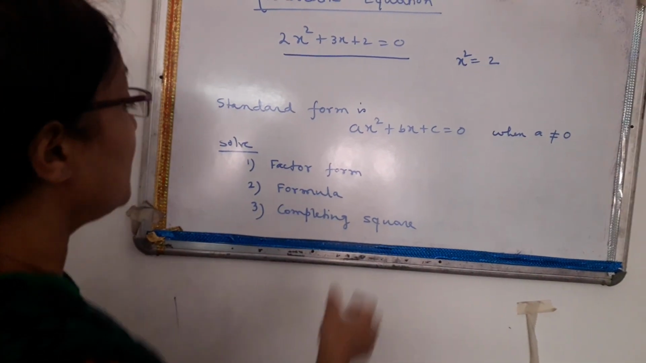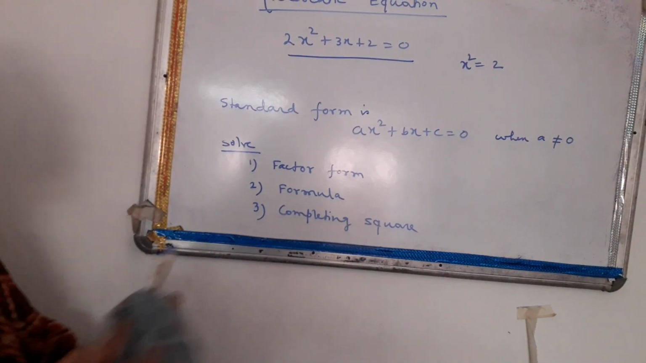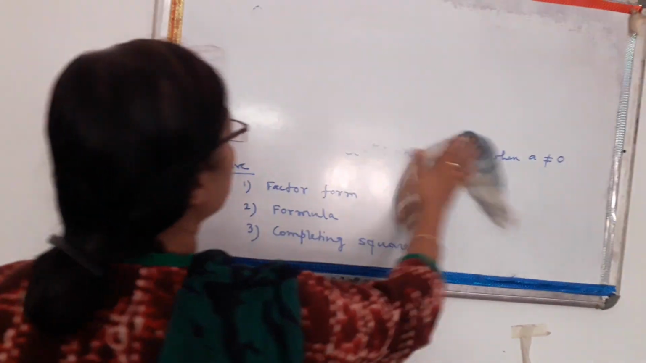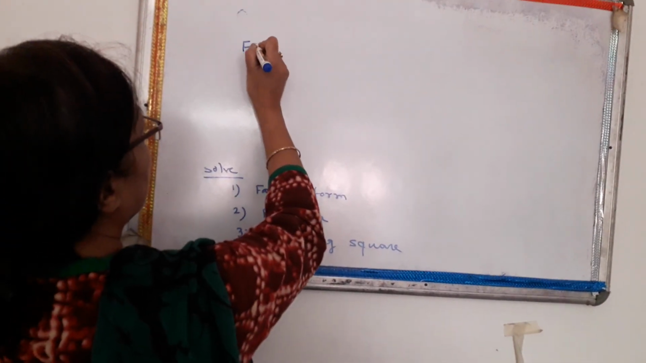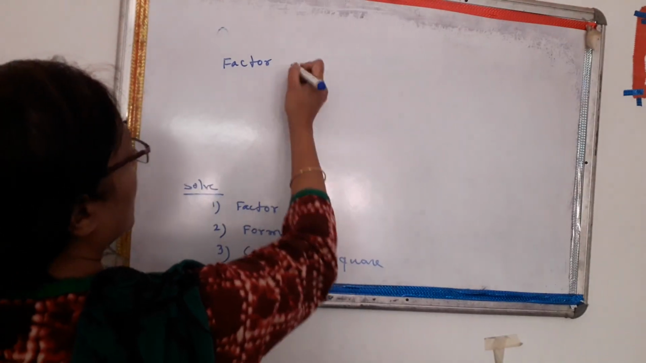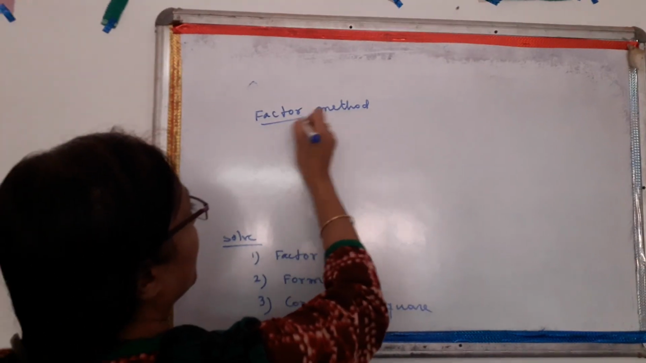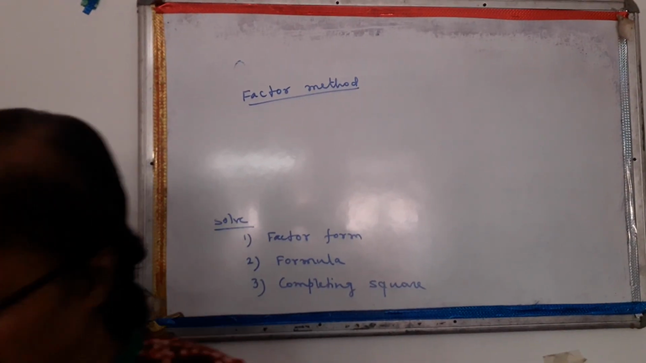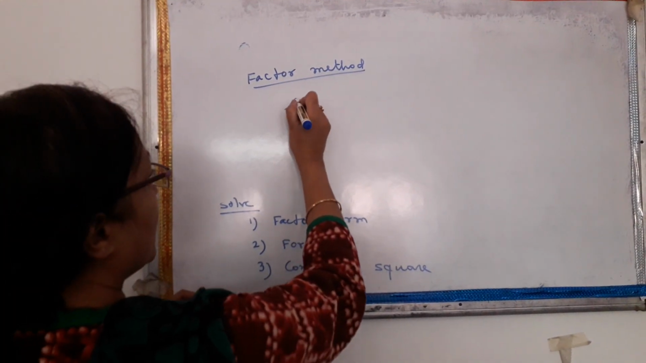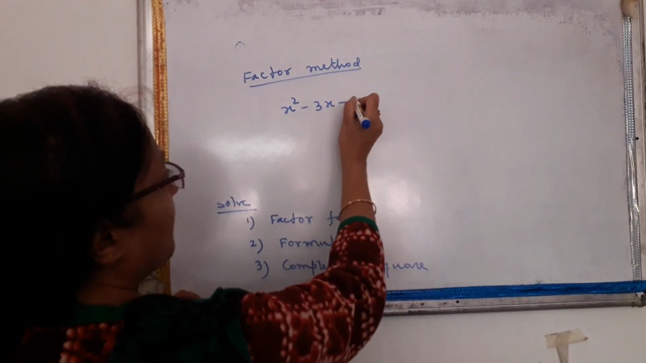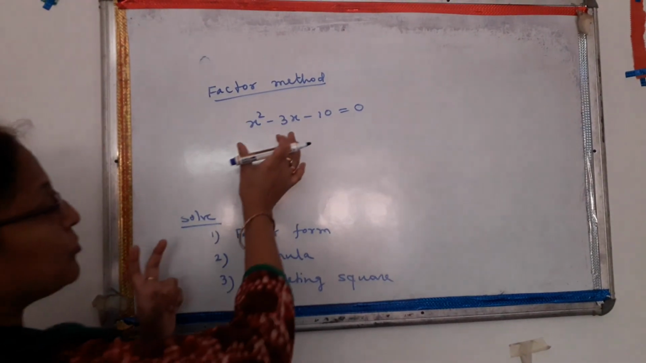Today I am going to explain factor method first. So first I am writing one equation for factor method. Here you see factor method is very easy. Already you know it. Factor method or factor form. Now I am going to directly answer one question and you see how to solve it. x square minus 3x minus 10 equal to 0. So here you have to solve for x.